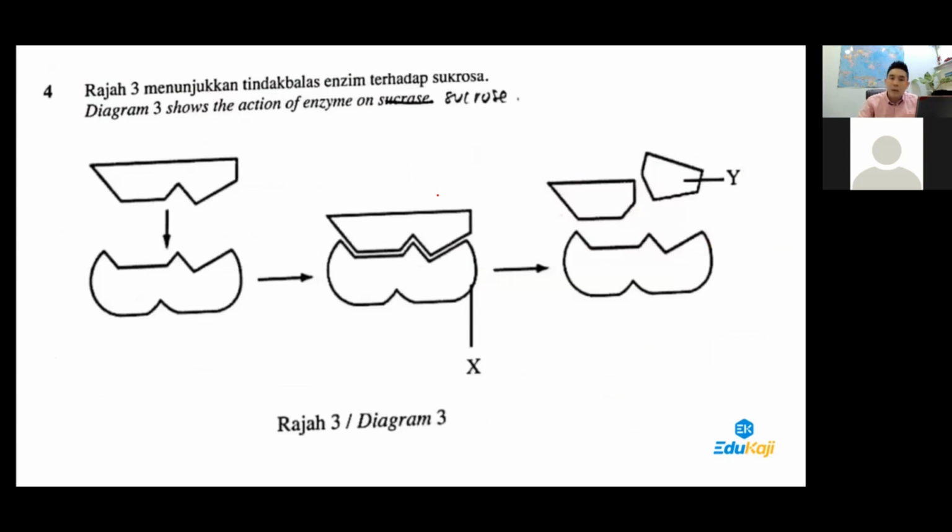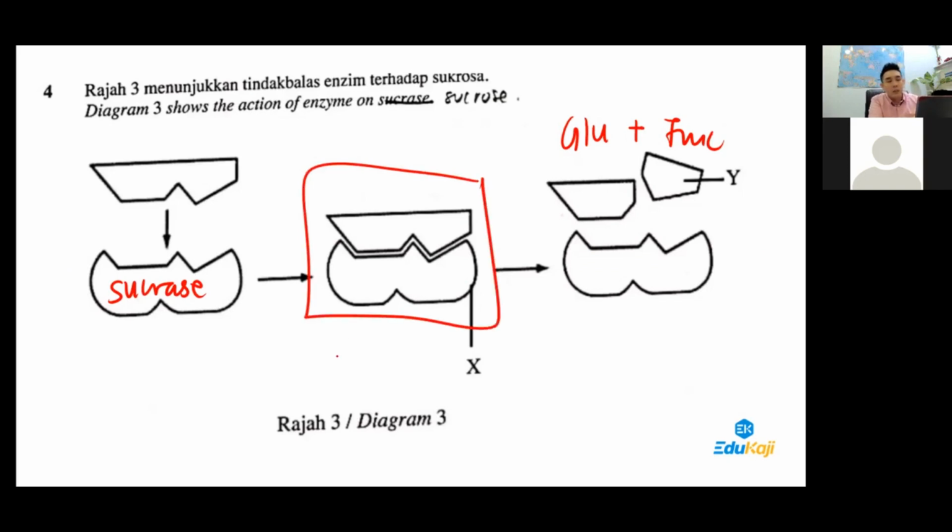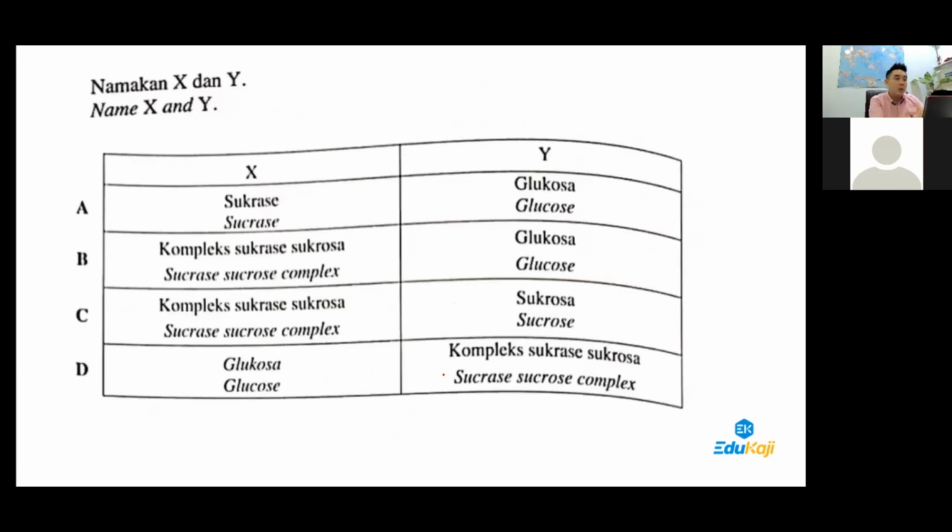Number 4, enzyme question. They tell you that the diagram shows the action of enzyme on sucrose. Understood, this is sucrase. And we will get glucose and fructose at the end. But guys, be very careful. That particular year, some students selected sucrase. Actually, the intermediate section is enzyme substrate complex. So for this question, you have to choose B as your answer.